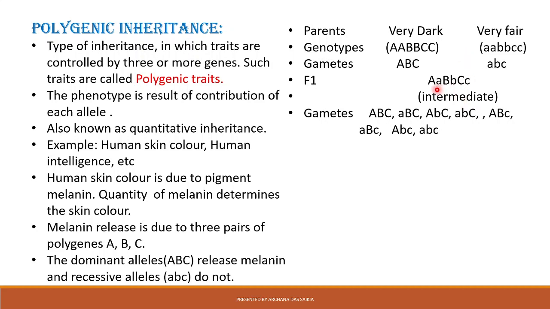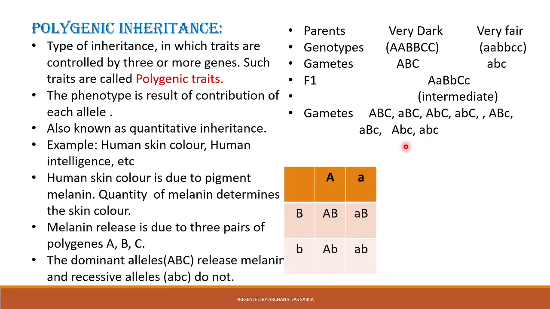Now the gametes of this person. What will be the gametes of this person? The gametes will be of 8 types, 8 combinations. To find out the gametes, earlier I had shown you how to find the gametes for an individual with heterozygous condition of 2 pairs of genes. Okay, 2 pairs of genes I had shown you earlier.